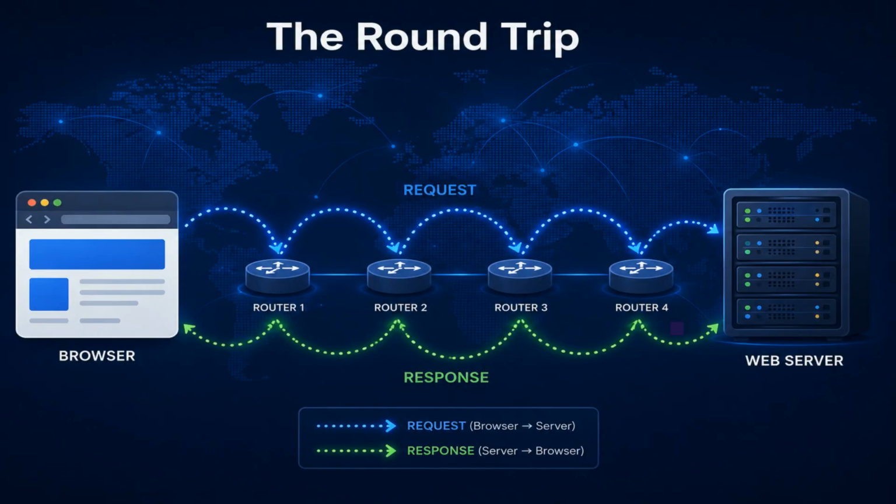This is the visual version of what we just described. Request goes out from the browser, hops across routers, reaches the web server, and the response comes back the same way. This whole round trip is what's happening in that blink of an eye from the last slide. We're about to zoom into each piece of this diagram individually, starting with how the browser even knows which server to send the request to in the first place.